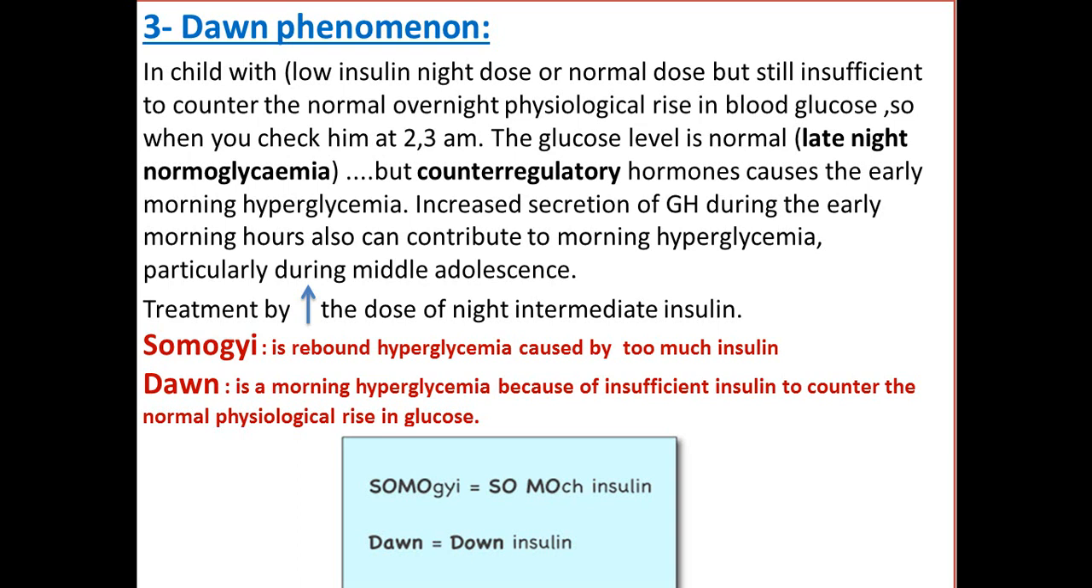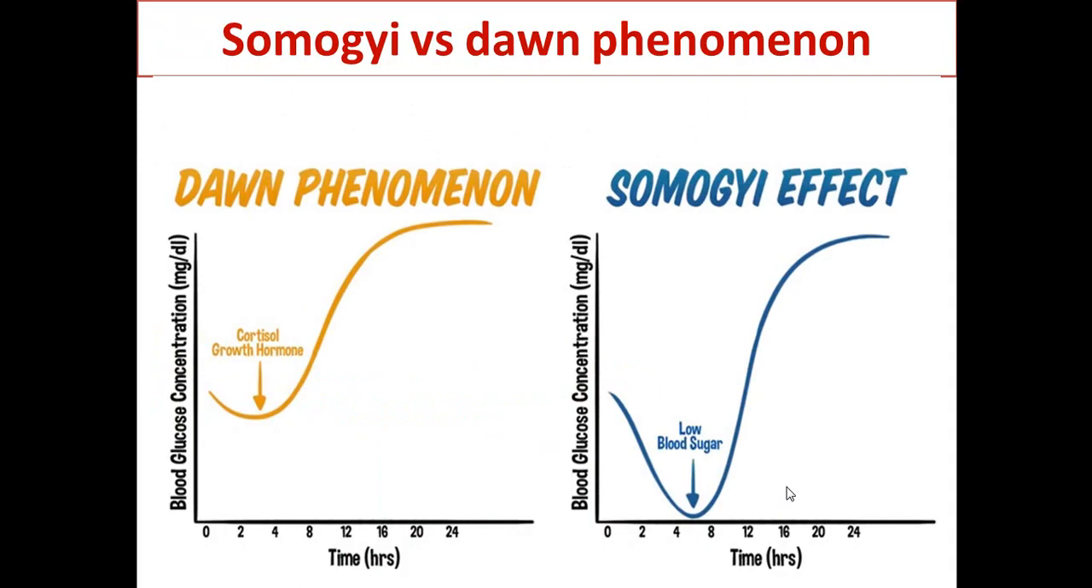It's caused by insufficient insulin to counter the normal physiological rise of glucose. And just to remind you, Somogyi, as an abbreviation, means so much insulin. You have to put it in your mind. While in dawn phenomenon, there is down insulin as part of the pathology. And this is a diagram. It shows the dawn phenomenon here.